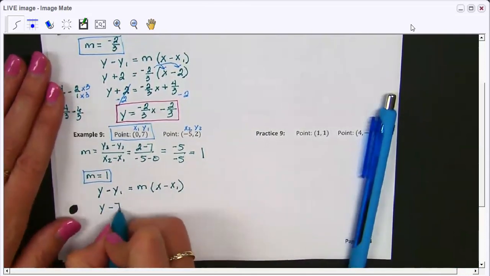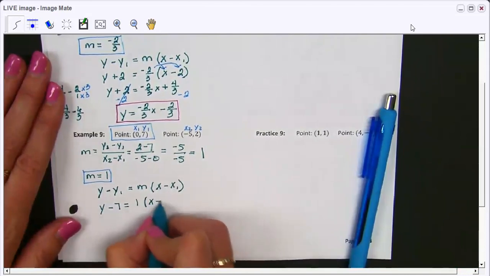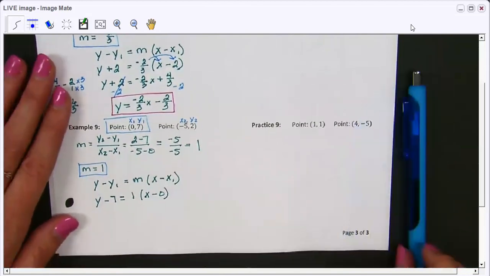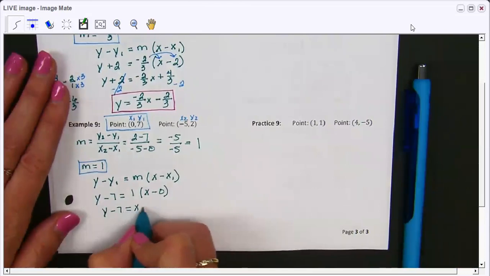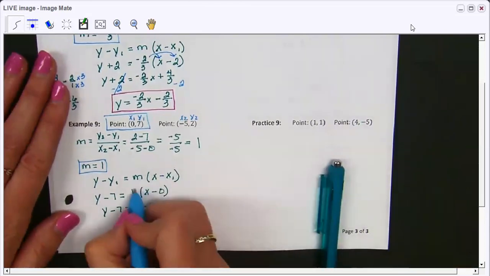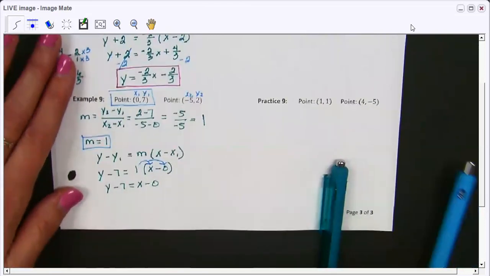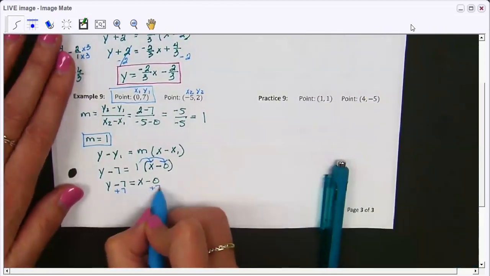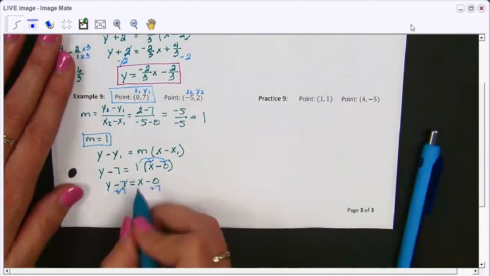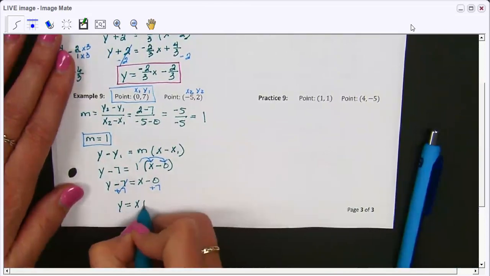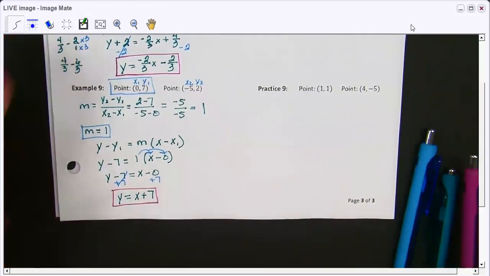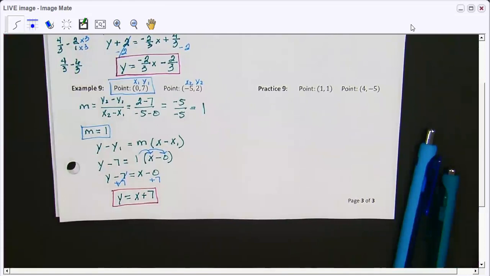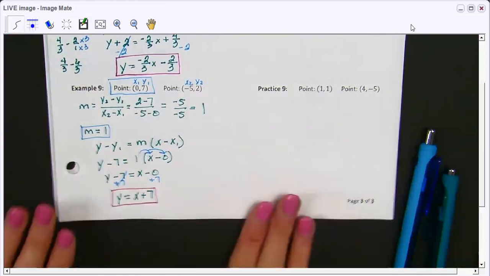So we have y minus 7 equals 1 times x minus 0. Then we're going to add 7. And you have your final answer. So go ahead and check that. And once you check that, I want you to do all the practice problems. And when you're done with that, you can start on your homework, but we'll come back and check in just a minute.